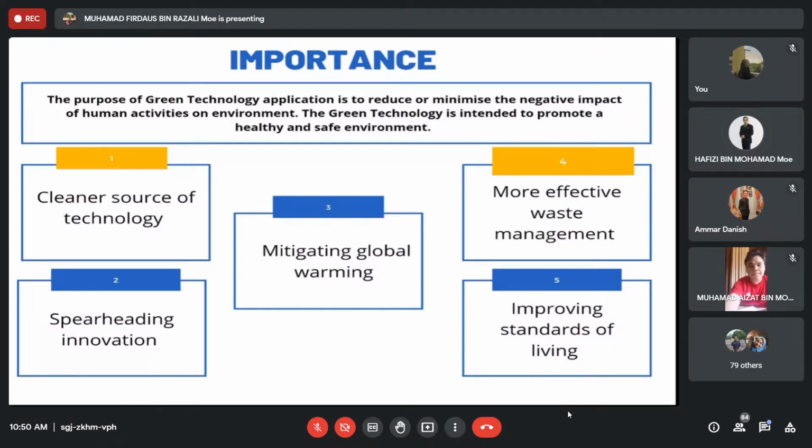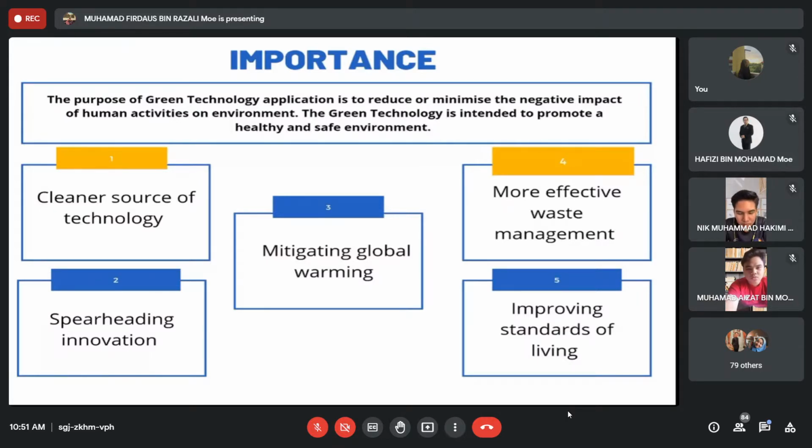Okay, the last one is the importance of green technology in life. So the purpose of green technology application is to reduce or minimize the negative impact of human activities on the environment. Green technology is intended to promote a healthy and safe environment. So there are 5 examples of the importance of green technology.